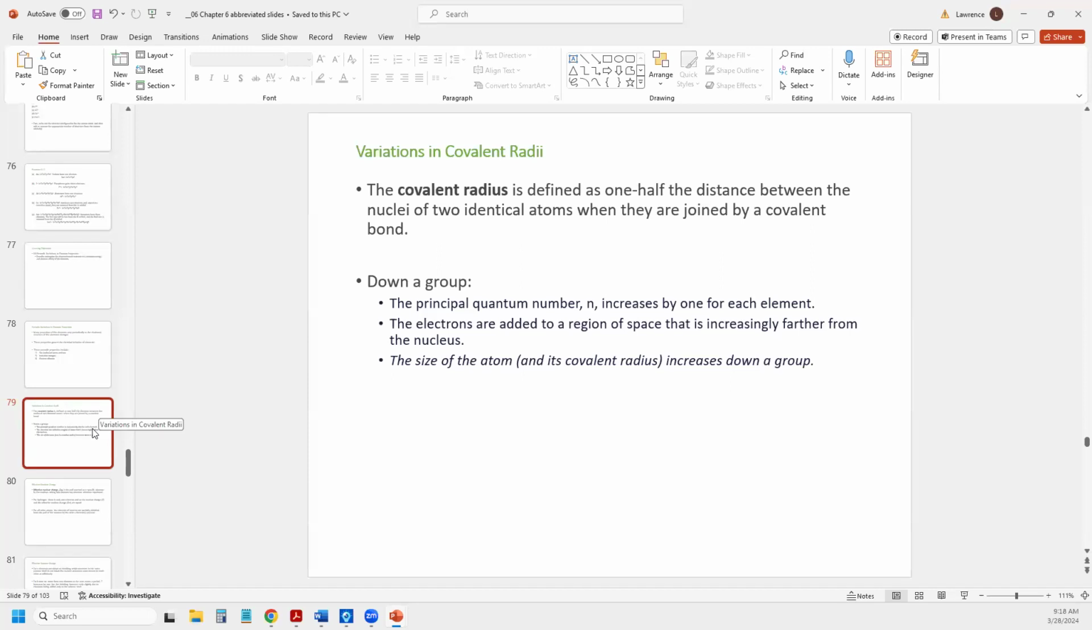We know they bond with their outermost electrons. And so the thing we measure to get the covalent radius is the distance between the 2 nuclei of atoms. And then we just take half of that and say that's the radius.